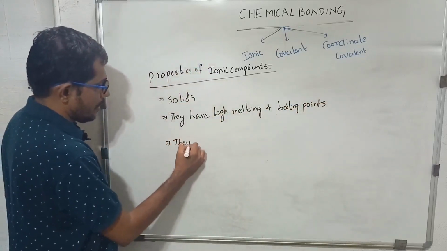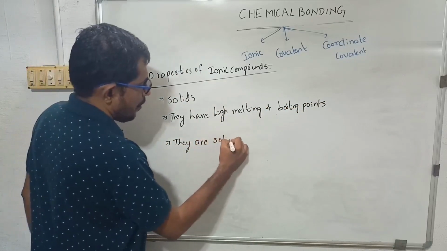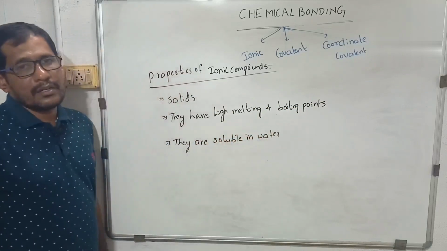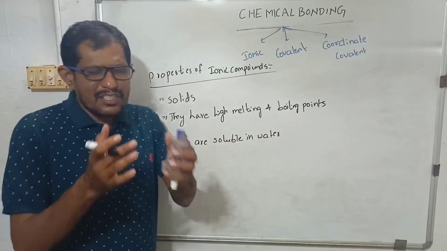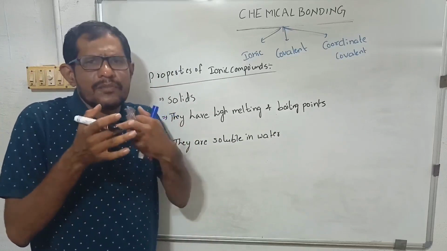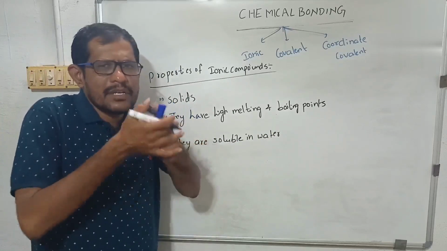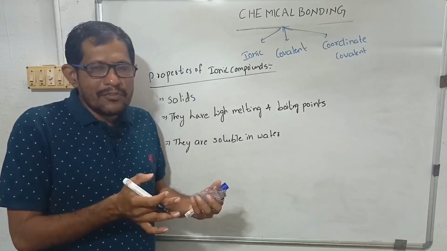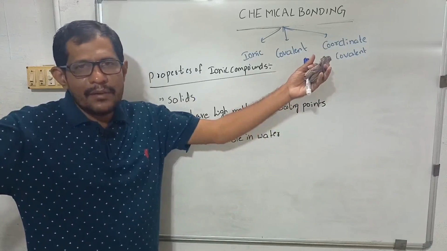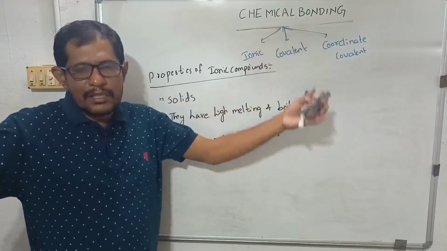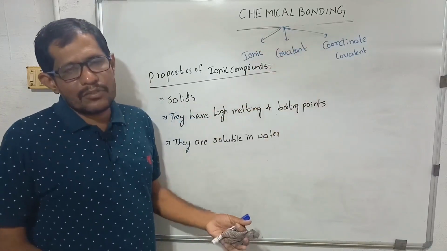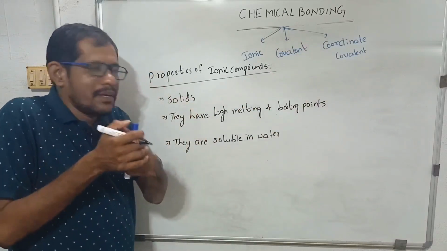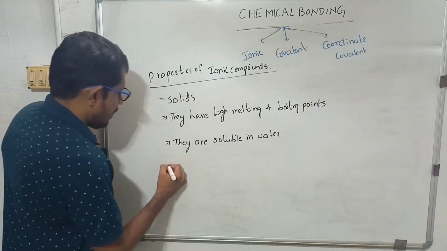Ionic compounds are soluble in water. Why are these solids? There is a strong electrostatic force of attraction. If there is a strong force of attraction, they are held together, and if they are held together, it forms a solid. If there is a weak force of attraction, they are held far away from themselves, and that means gases. But here, because of the strong electrostatic force of attraction, they become very close. That's why these are solids.